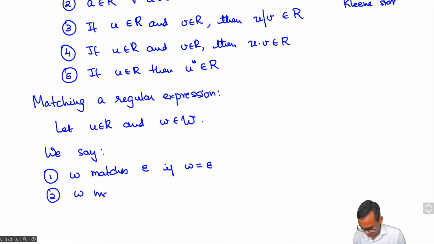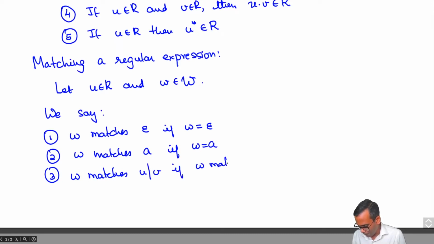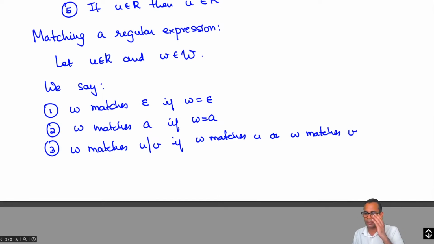W matches the regular expression corresponding to a letter A if W is the single letter word A. We say that W matches U or V if W matches U or W matches V. So this is a recursive definition of matching. You'll be able to reduce this checking by breaking down your regular expression into its atomic constituents using these operations.